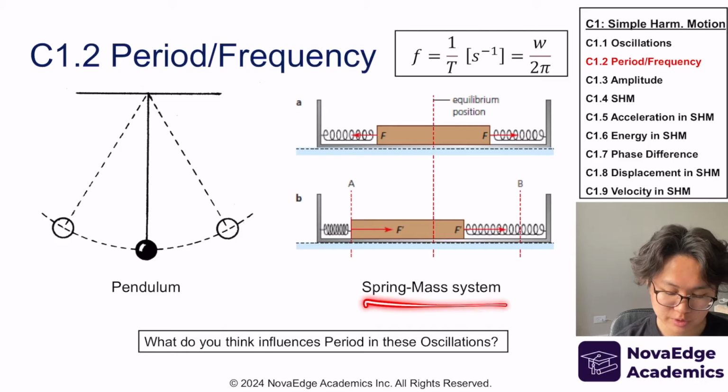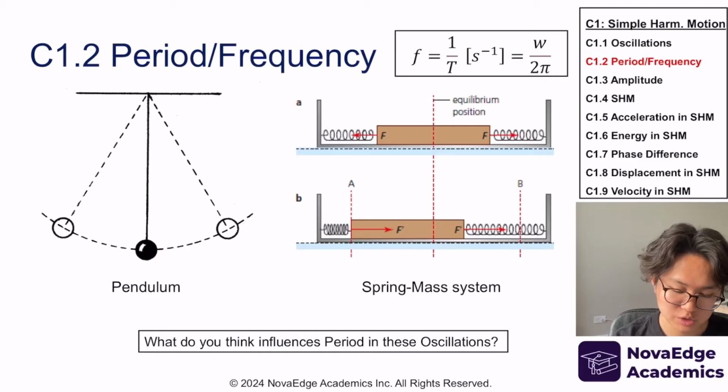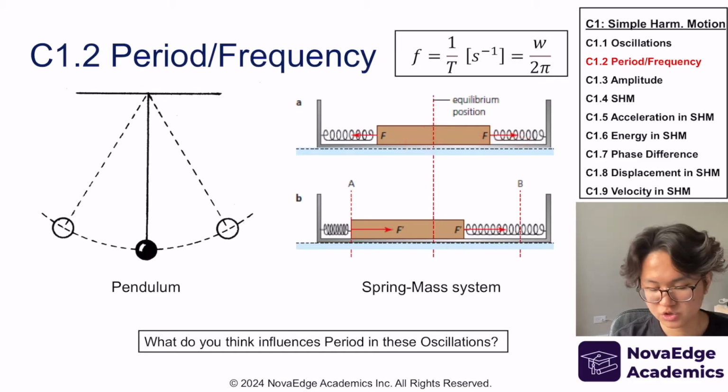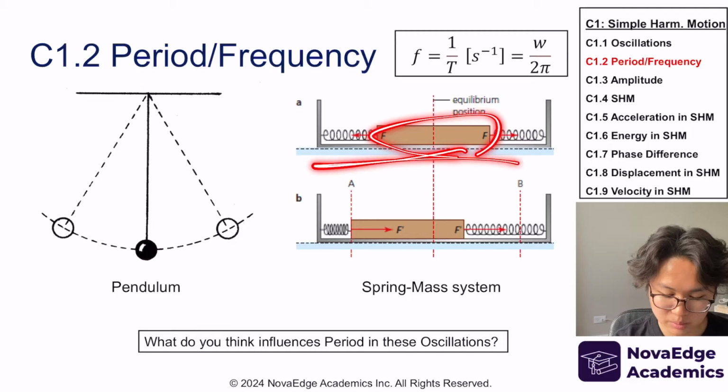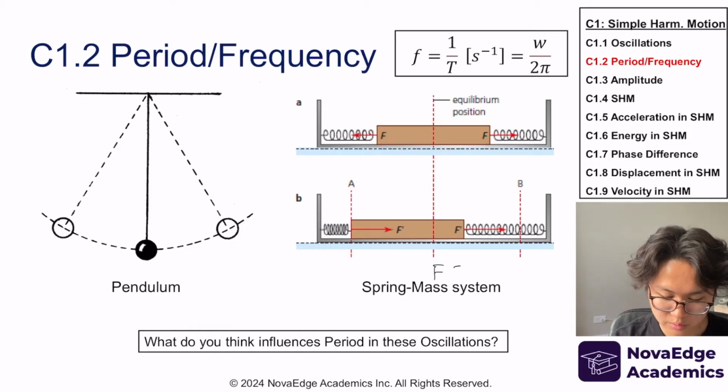How about for a spring mass system? Probably it has something to do with the spring constant, the stiffness of the spring. If I make it stiffer, it probably exerts a much stronger force, and if it exerts a much stronger force, it's going to go back and forth really fast. By the way, force, as we've already covered in Hooke's law, is proportional to k.